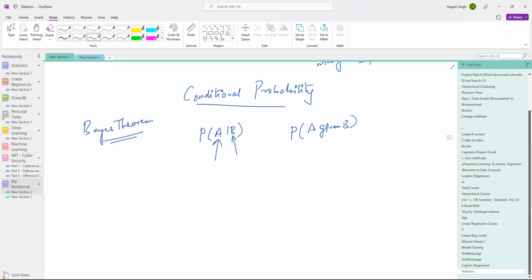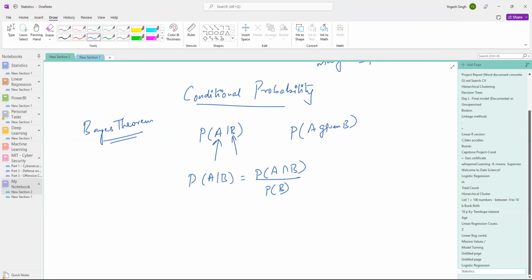Now, probability of A given B is also given by the formula probability of A intersection B divided by probability of B. Why? Because the probability of B is the probability which is controlling A, and A and B both will occur depending on B having occurred. In this way, probability of A given B is probability of A intersection B divided by probability of B.